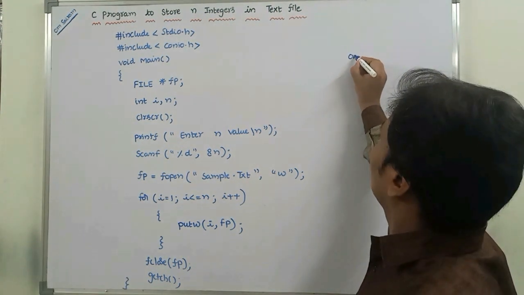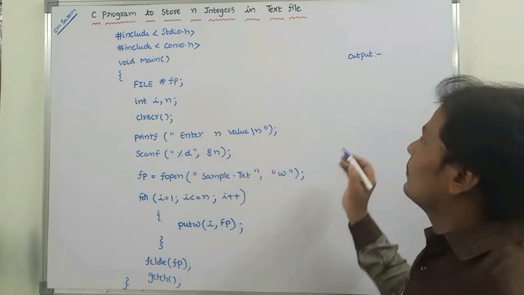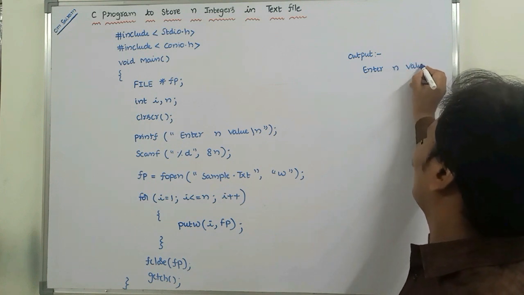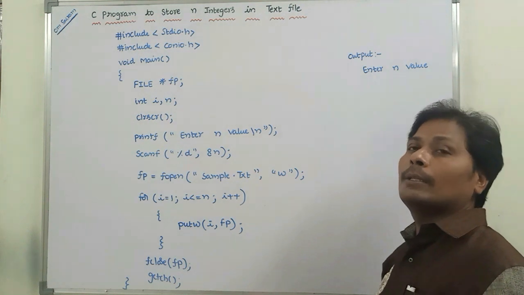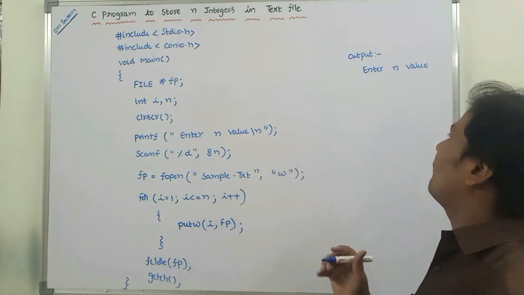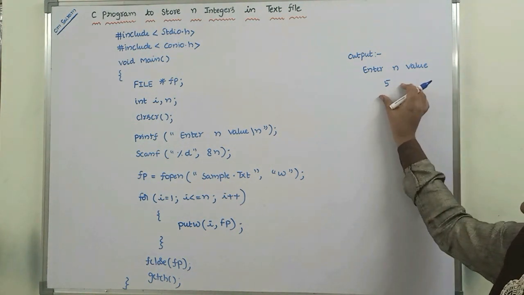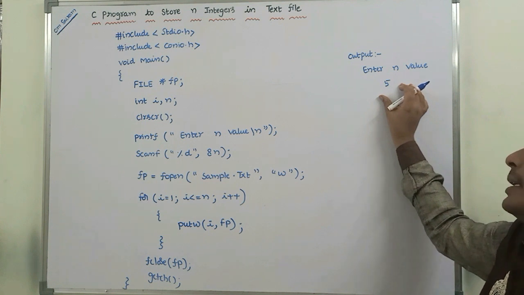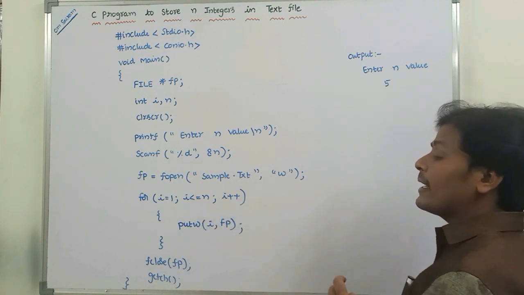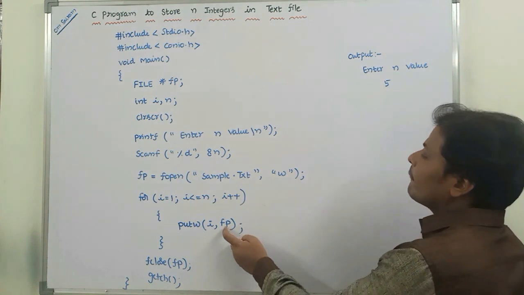Now the output. Enter n value means whatever n value we give from the keyboard, that many integers are read from the keyboard and written into a file called sample.txt. I am writing 5. Enter n value is 5. So 5 integers are read from the keyboard, and every integer that we read is written into the file sample.txt, pointed to by the file pointer fp.